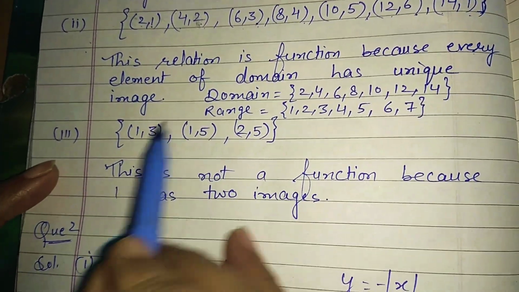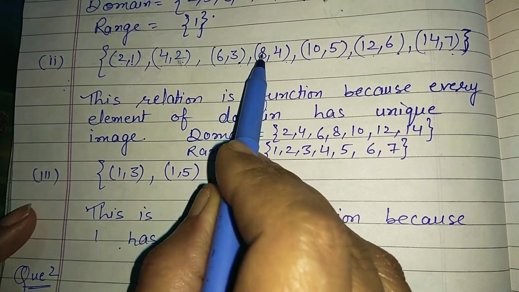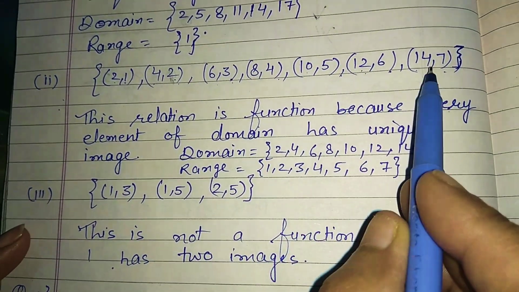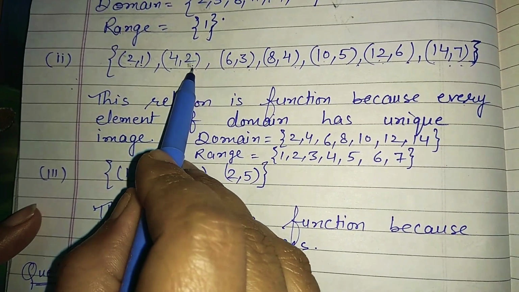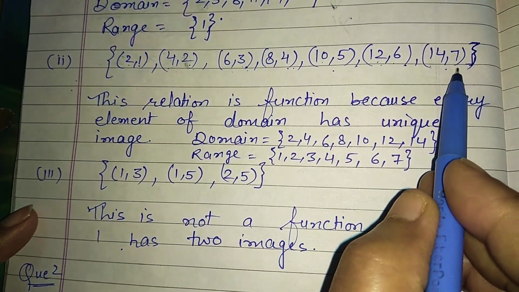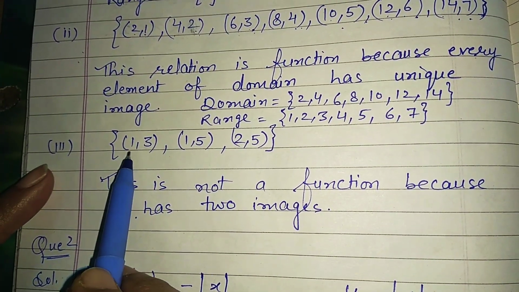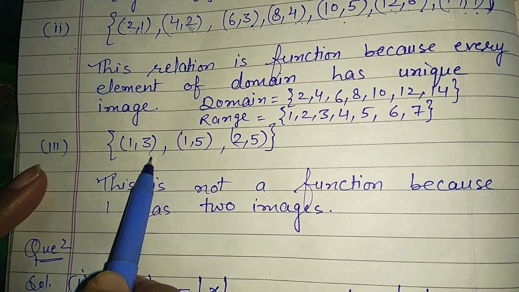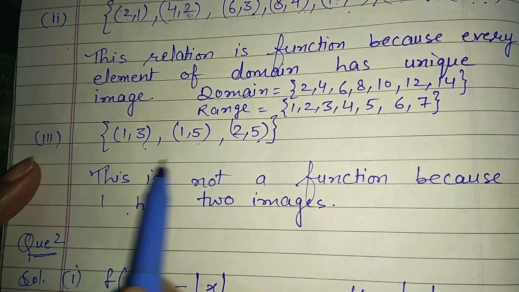Now look at the domain of this function: 2, 4, 6, 8, 10, 12, 14. This is the domain. And what is the range? 1, 2, 3, 4, 5, 6, 7. It is the range. Now come to the third part. The relation is (1,3), (1,5), (2,5). Is this relation a function or not?